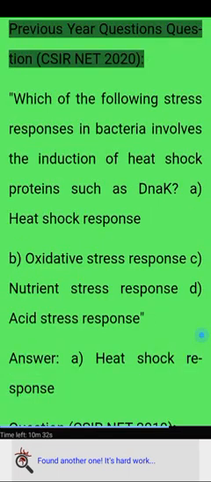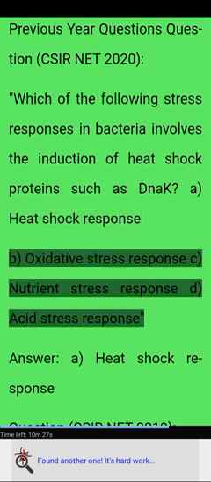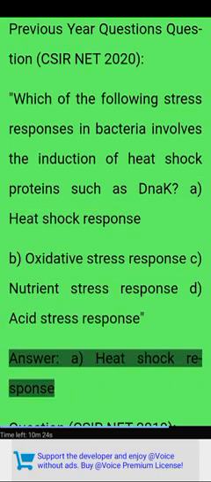Previous year questions. Question, CSIR NET 2020. Which of the following stress responses in bacteria involves the induction of heat shock proteins such as DnaK? A. Heat shock response. B. Oxidative stress response. C. Nutrient stress response. D. Acid stress response. Answer, A, heat shock response.